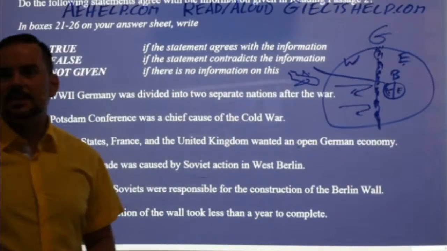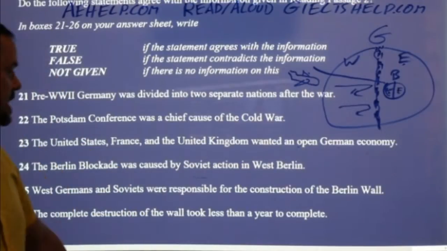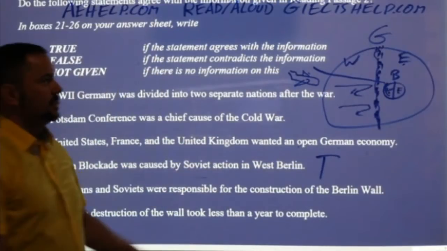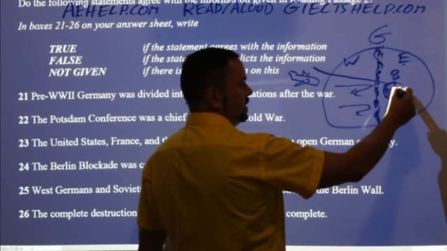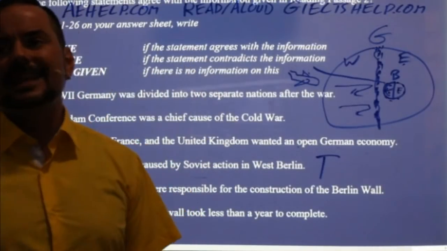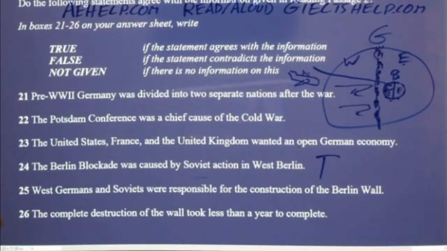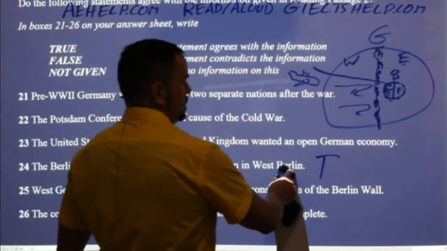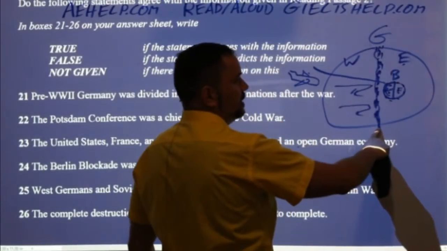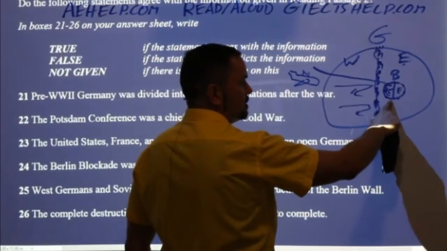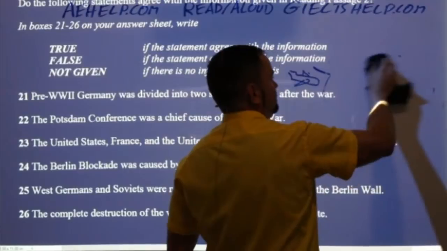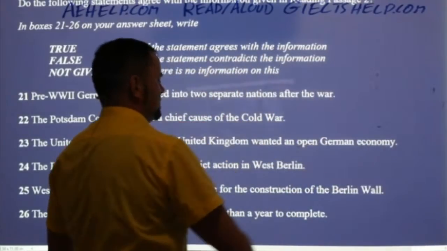Does that make sense now? How this answer is true? Because the Soviets actually created the action in West Berlin. That was tricky, okay? But if you didn't get that, that's fine, okay? All right. So, Soviets blockaded East Germany, which also blockaded West Berlin. Okay, that's a tricky one, but it's true, okay? Does that make sense if I say it like that?